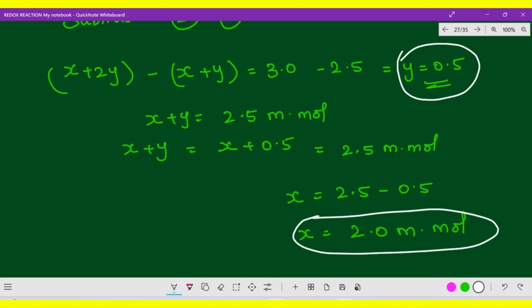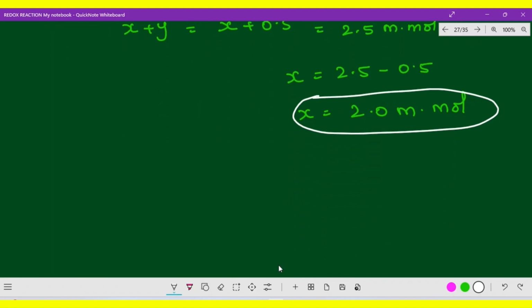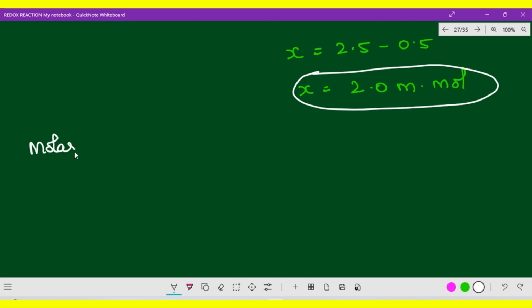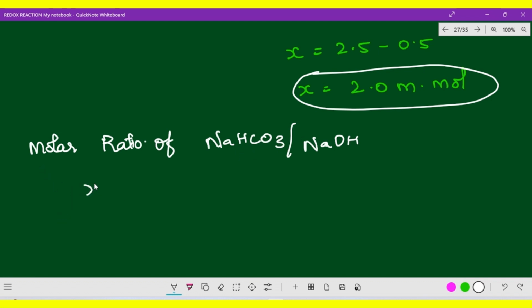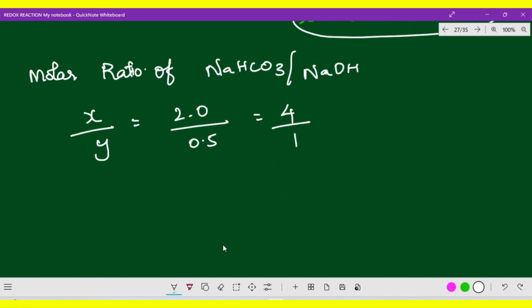Now next, let us identify the molar ratio. What is the molar ratio of NaHCO3 and NaOH? It is X by Y. So 2.0 divided by 0.5, since the X value is 2.0 and the Y value is 0.5. So you will get 4 by 1. So the molar ratio, this is X for the phenolphthalein indicator and this is Y for the methyl orange indicator.